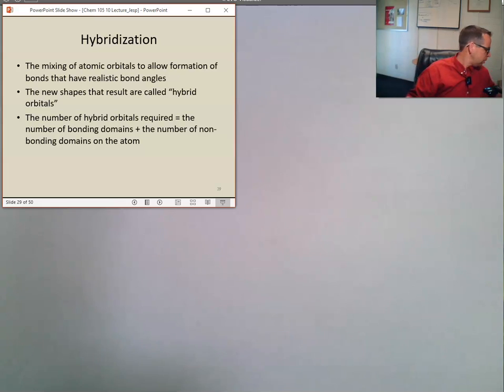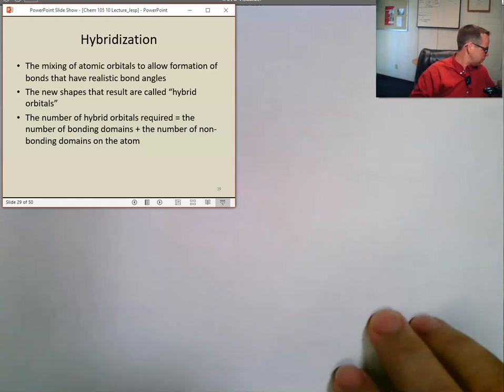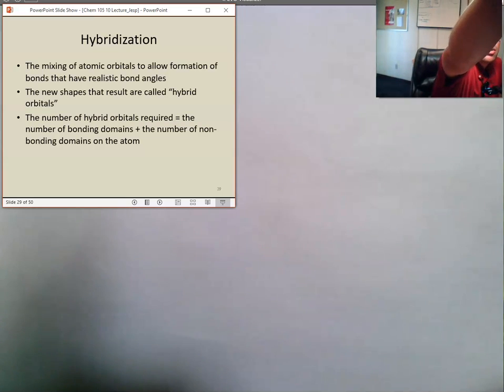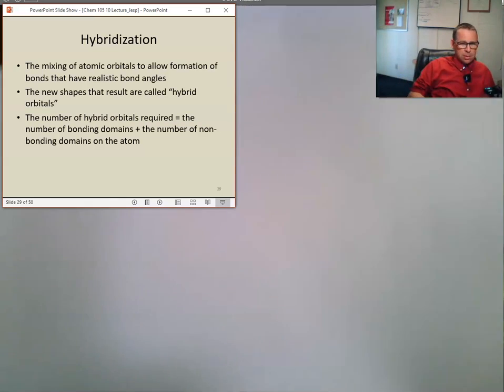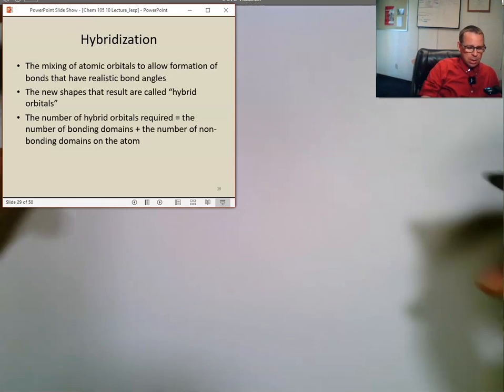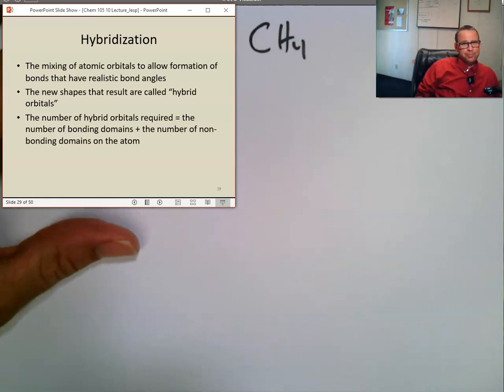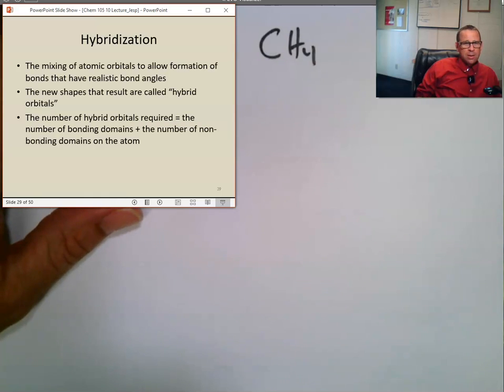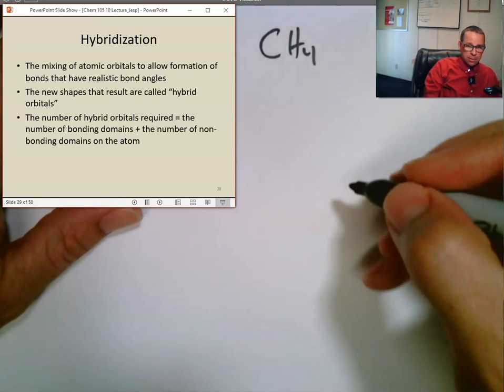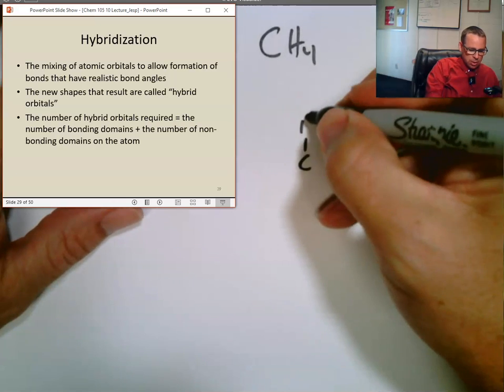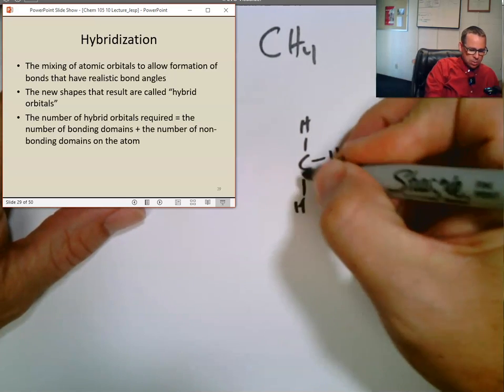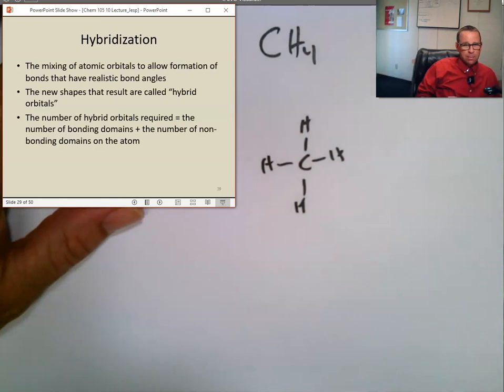Hybridization. Now, what we mean when we're talking about hybridization is there's a problem with our Lewis dot structures, okay? If I want to draw a Lewis dot structure for this compound, CH4, we know that the carbon is going to be in the middle, and we know that I'm going to have 4 hydrogens about it, right? Hopefully that brings back some memories about how to draw these Lewis dot structures.